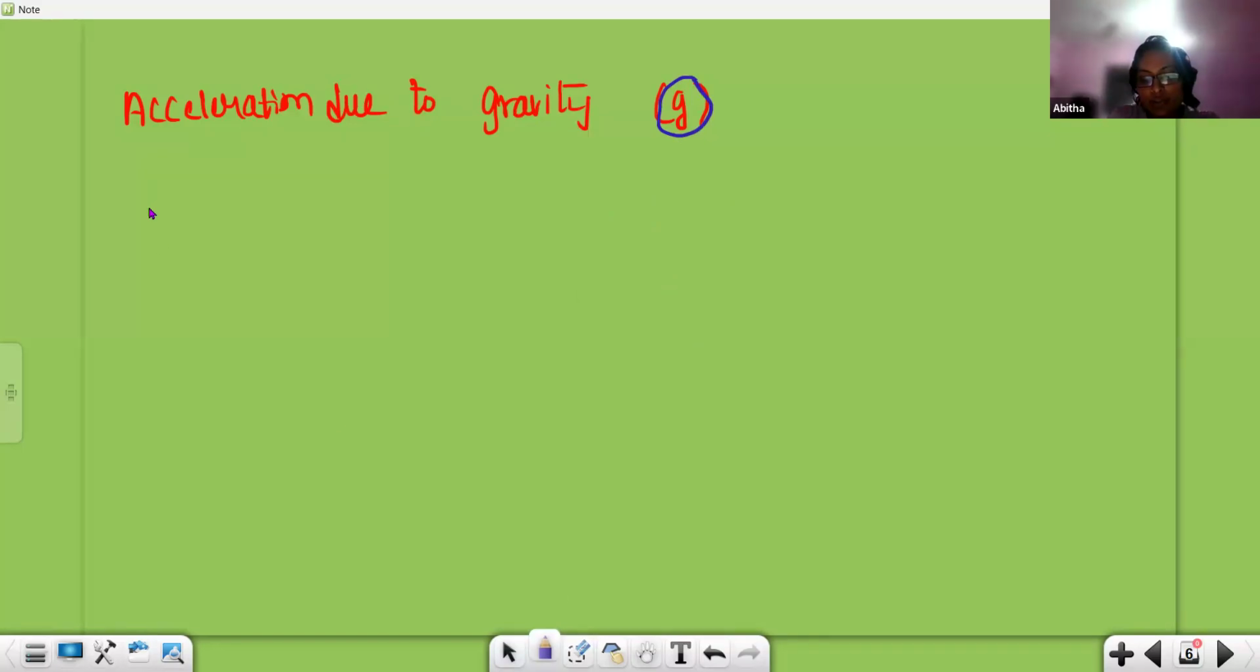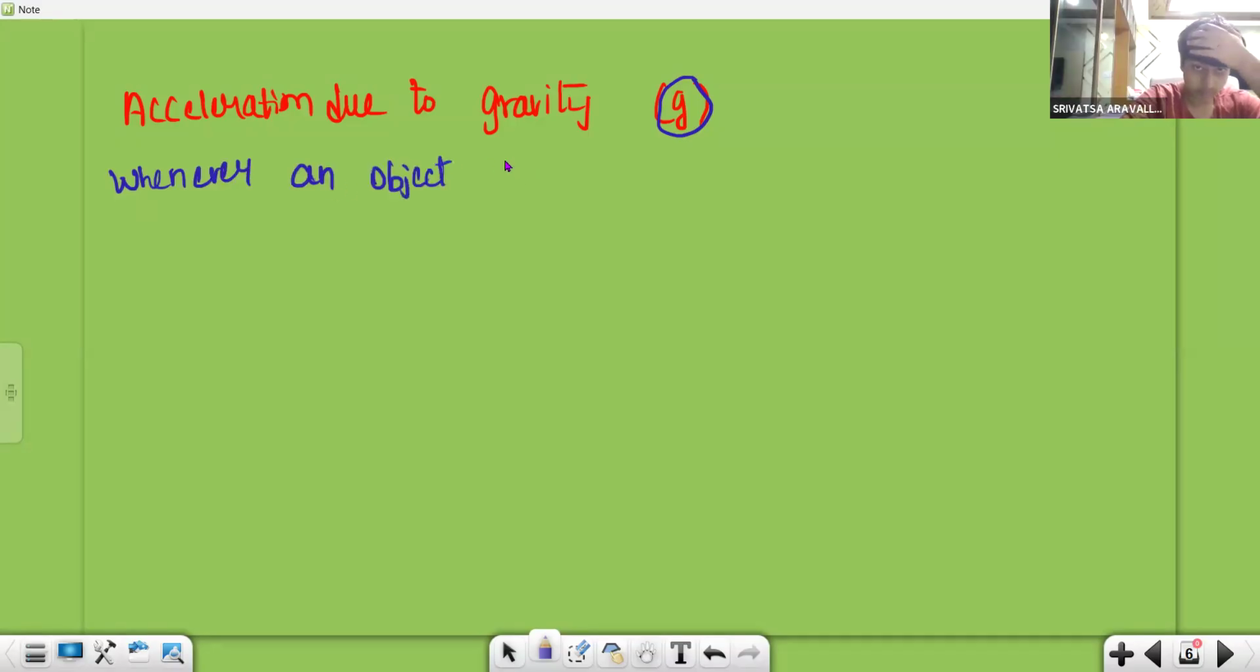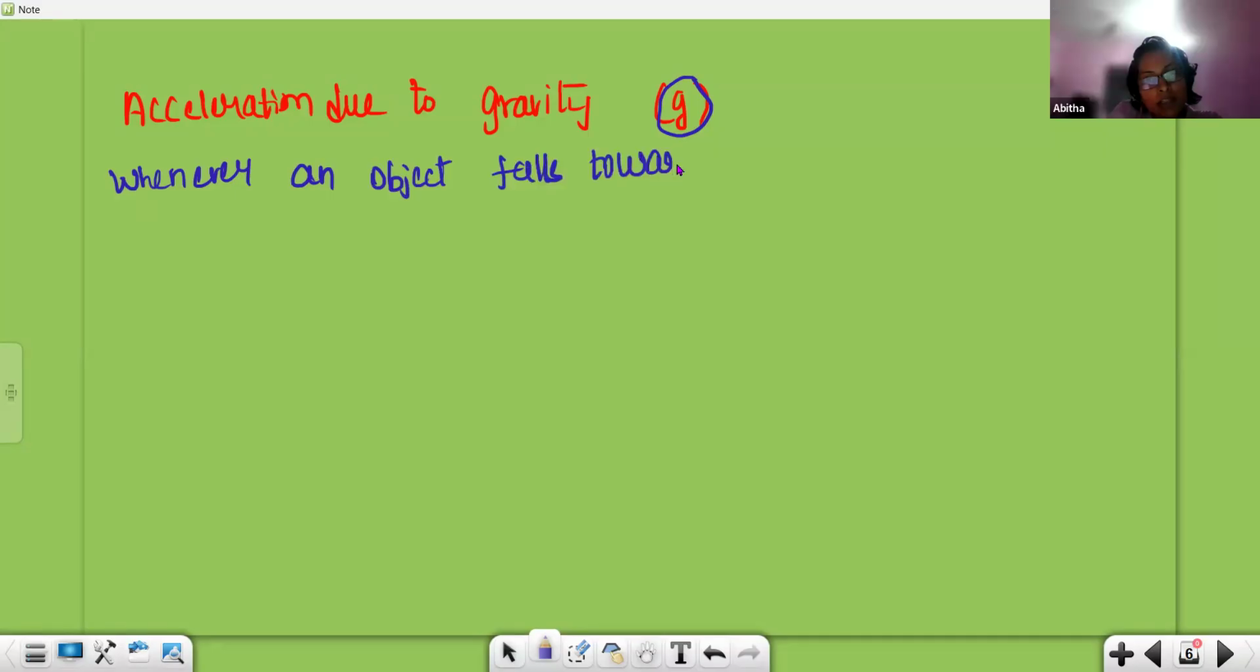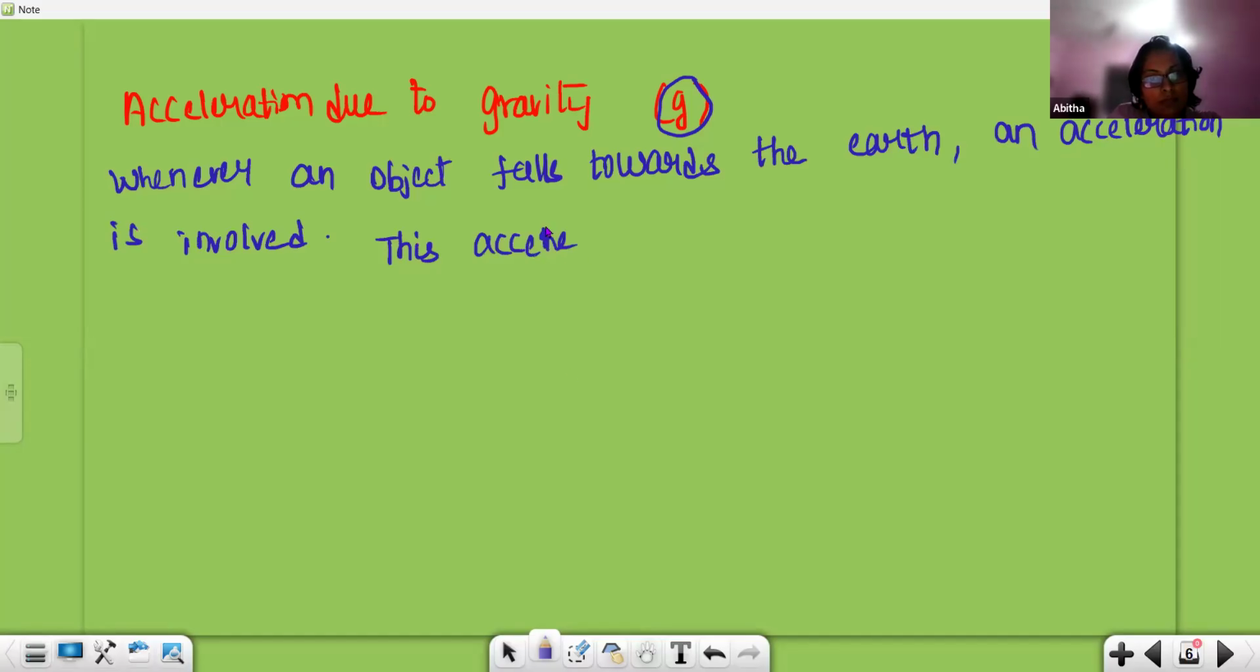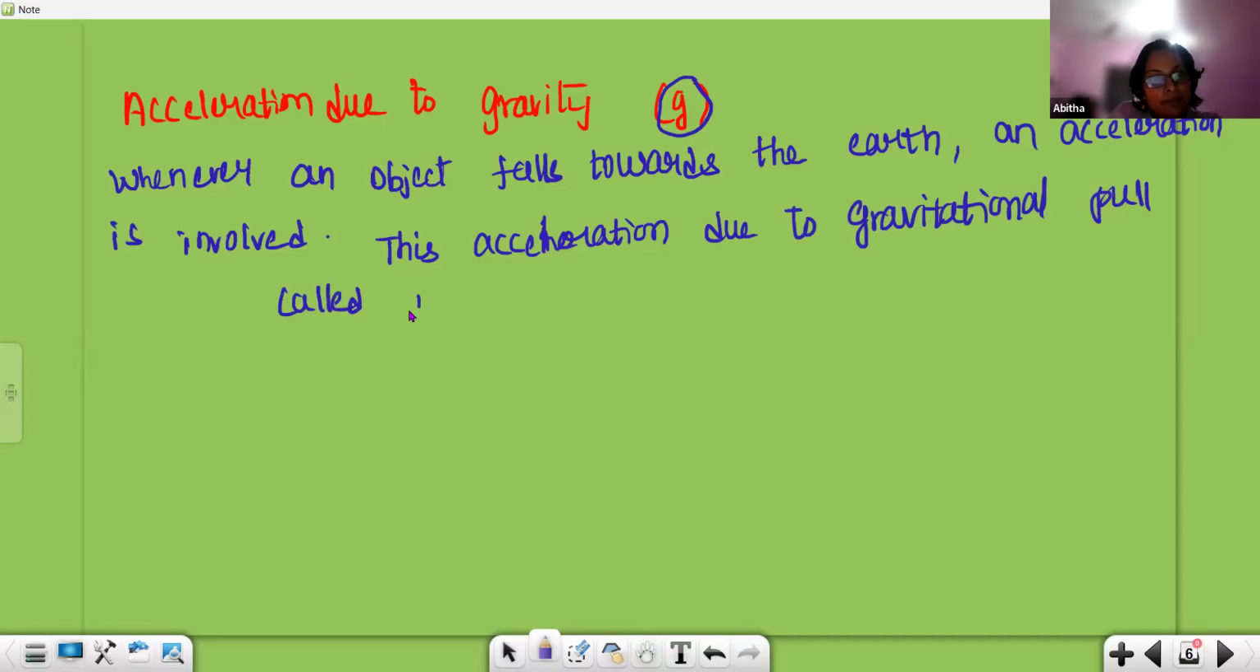What is the definition of acceleration due to gravity? Whenever an object falls towards the earth, an acceleration is involved, and that acceleration, due to the gravitational pull, is called acceleration due to gravity.